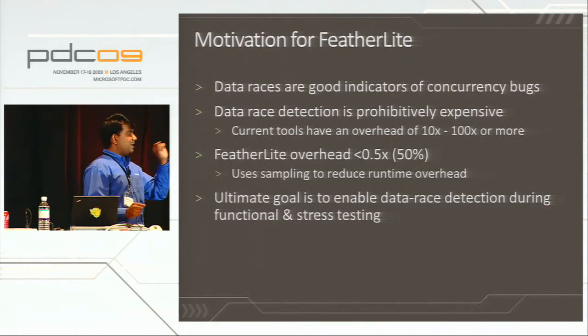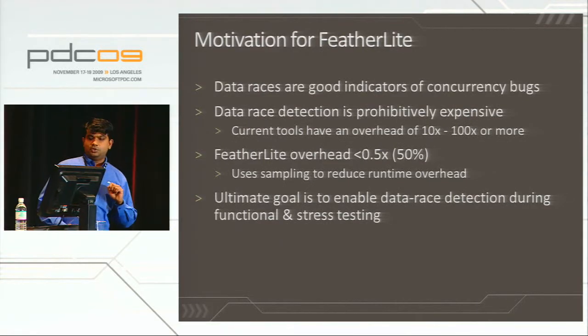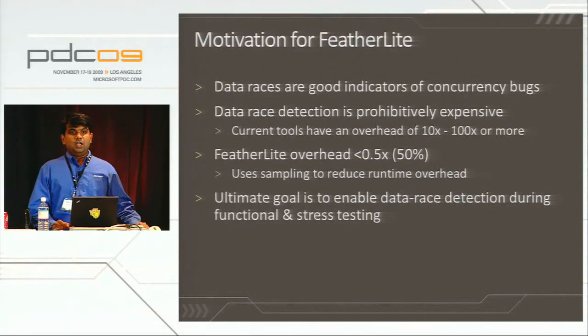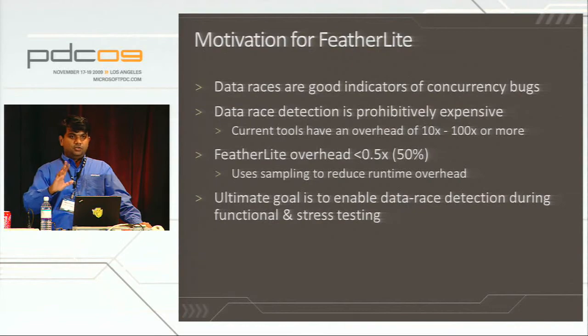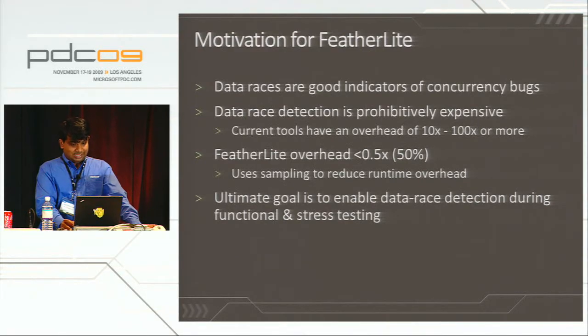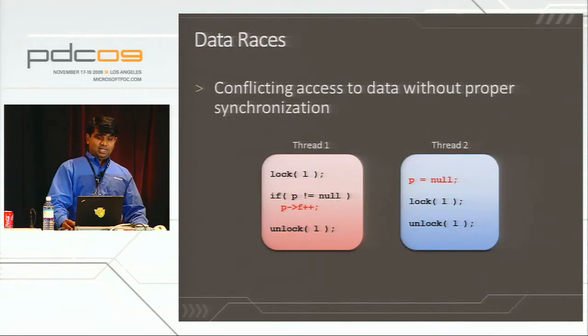So one of the things that we designed Featherlight to do was to reduce the runtime overhead. It's very, very low, like 0 to 10% most of the time, but there are programs for which we slow down by 50%. The main idea is that we want people to use data race detection when doing functional and stress testing. So let me explain what a data race is.